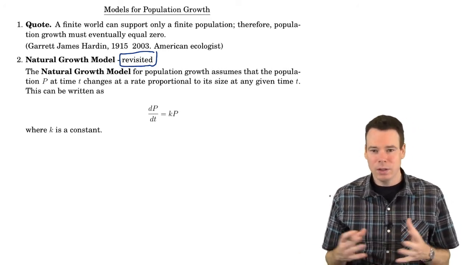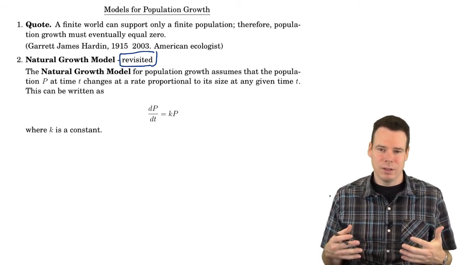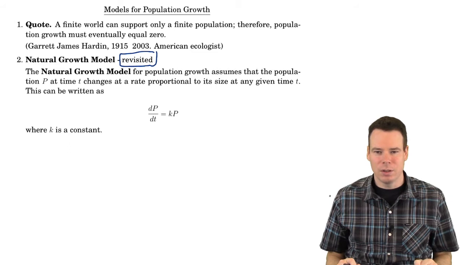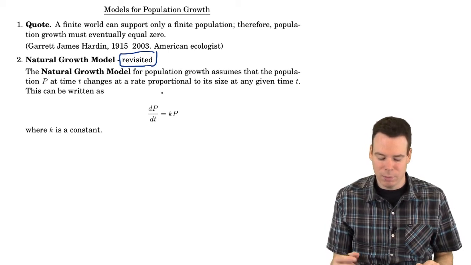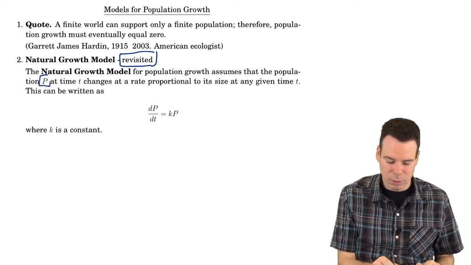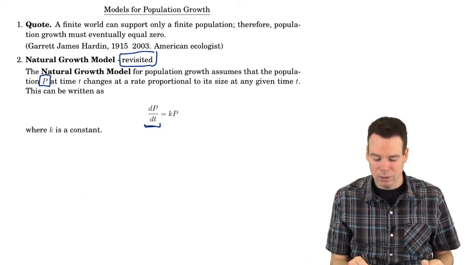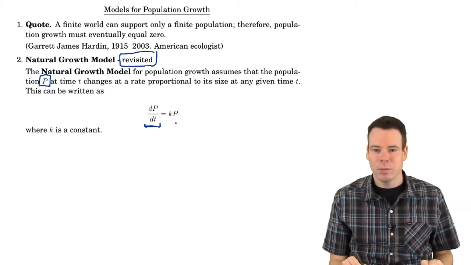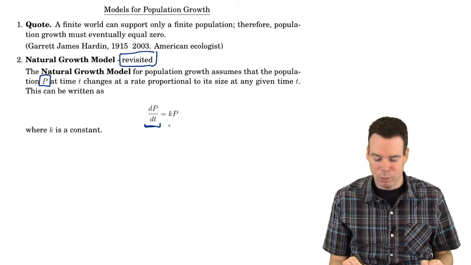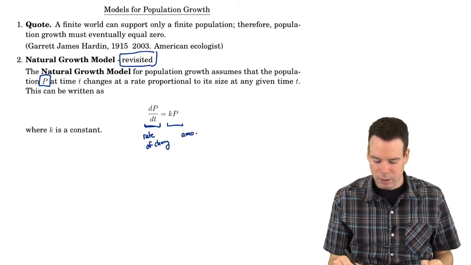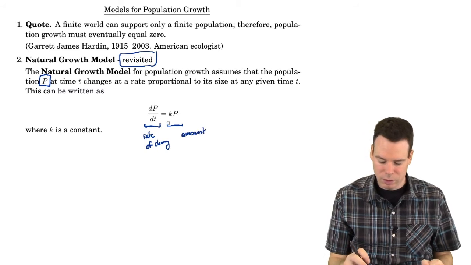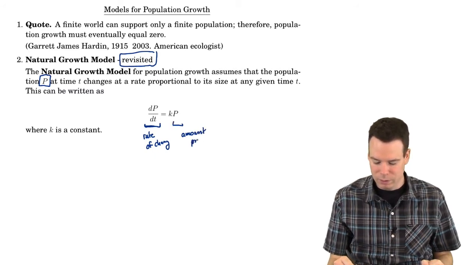Well, the idea is fairly straightforward. You make the assumption that the rate of change in your population is proportional to the amount that's present. So in this case we're letting P denote the population at time t. So P is our population at a given time t, and we're saying that how fast the population changes, its rate of change, is some constant multiple of the amount present. So it's proportional to the amount present. So this is the rate of change, and this is the amount. Actually, just the P is the amount present.